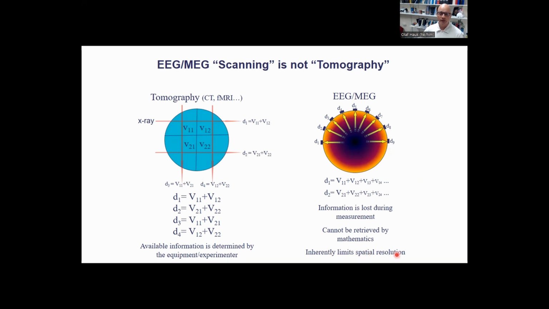And this inherently limits the spatial resolution of our measurements, on top of the fact that we only have a limited number of sensors, and noise and inaccuracy in the location of these sensors and so on and so forth. So there are some fundamental differences, I think, between true scanning and tomography and the kind of inverse problem that we are dealing with in EEG and MEG. But that doesn't mean that we can't do anything, of course.